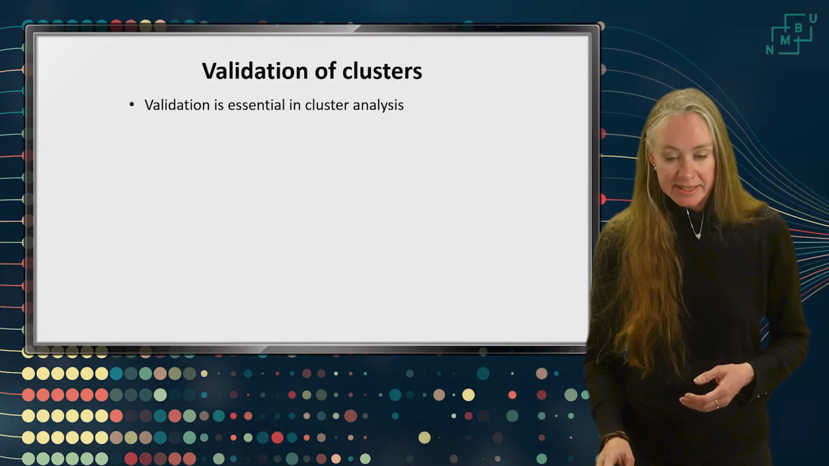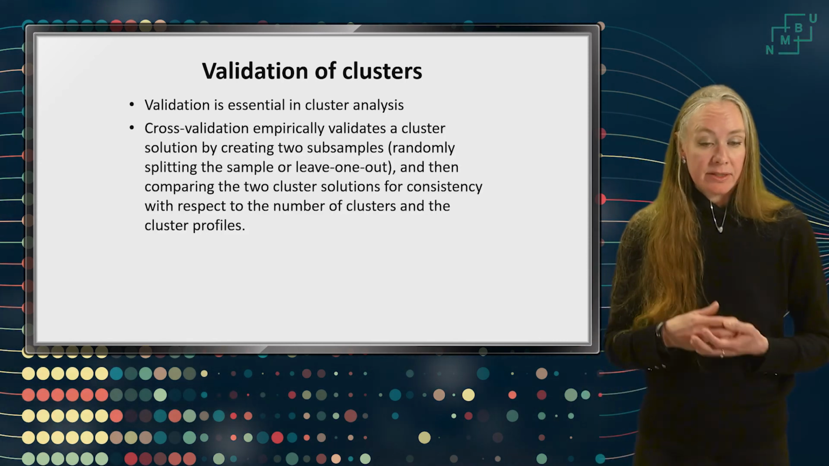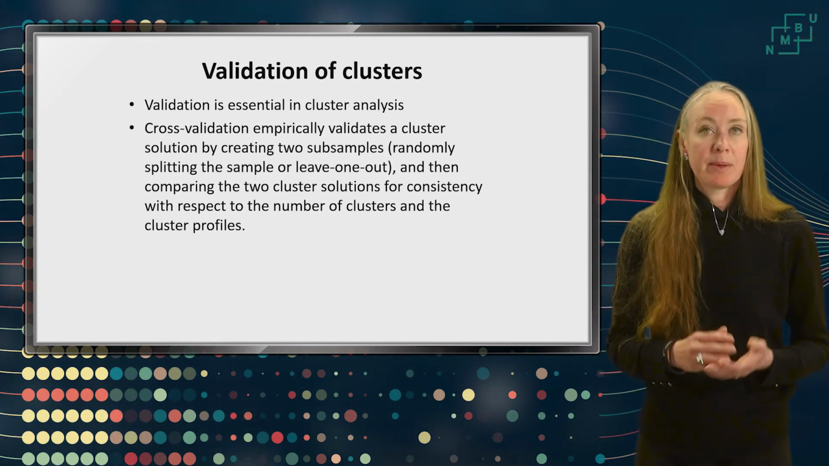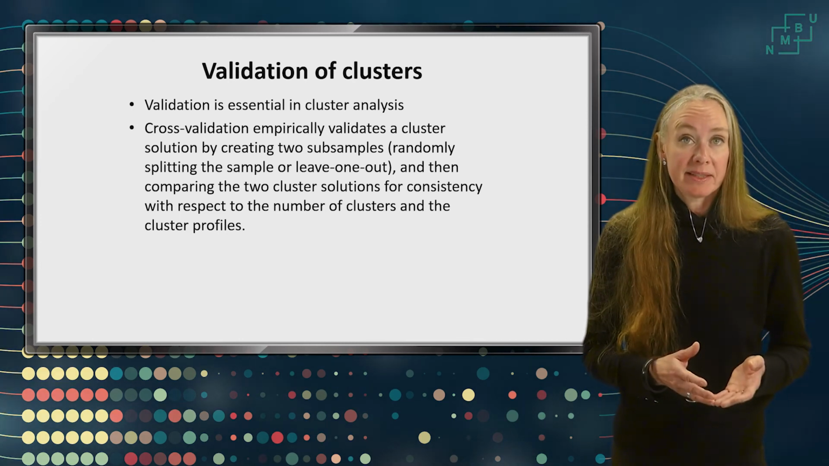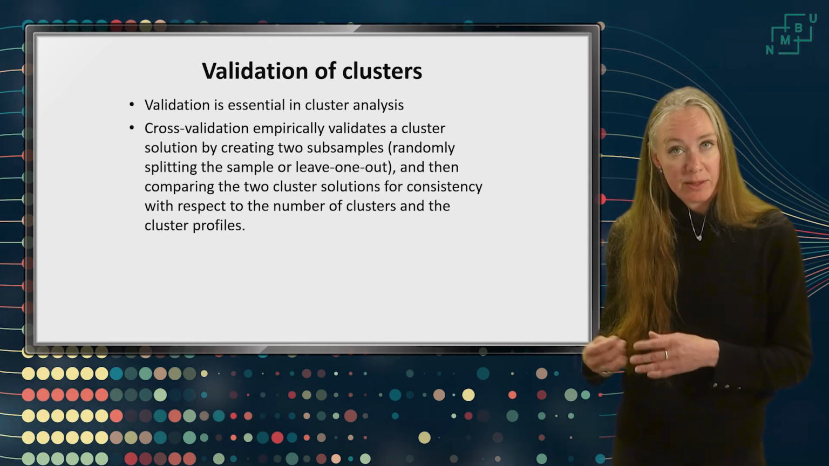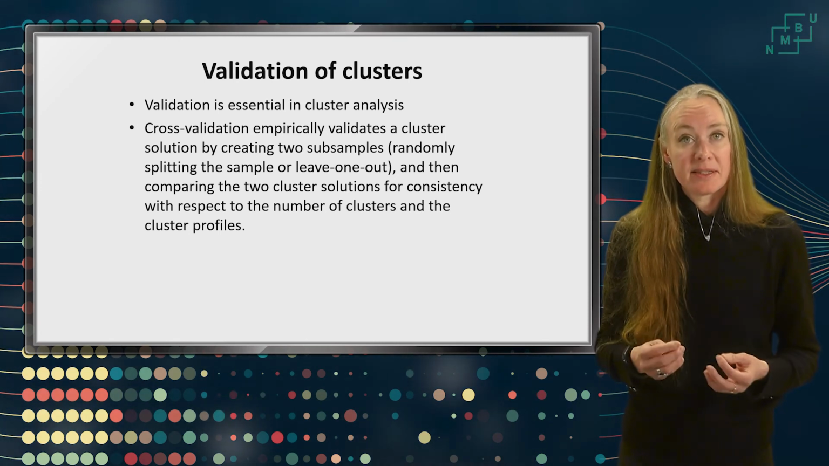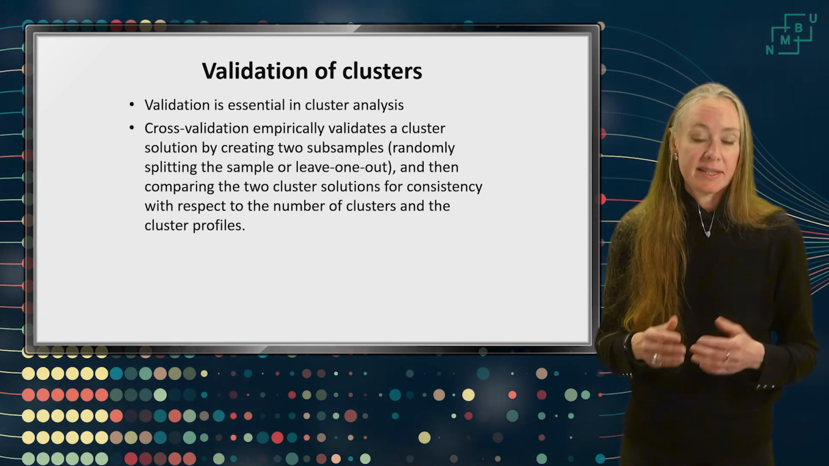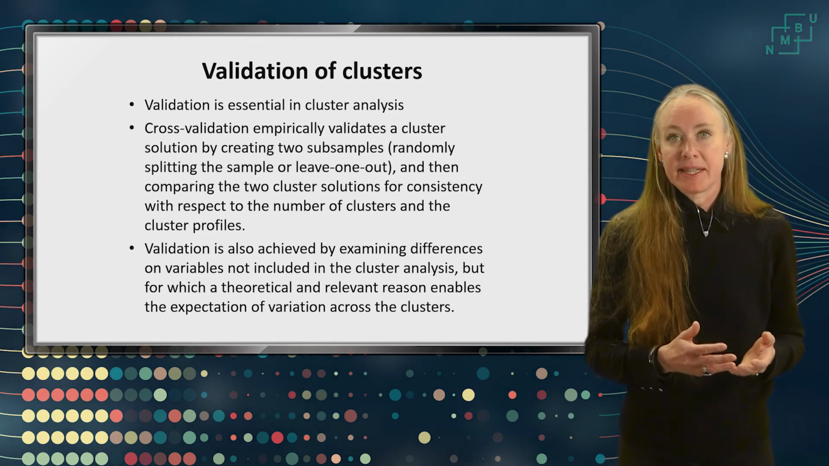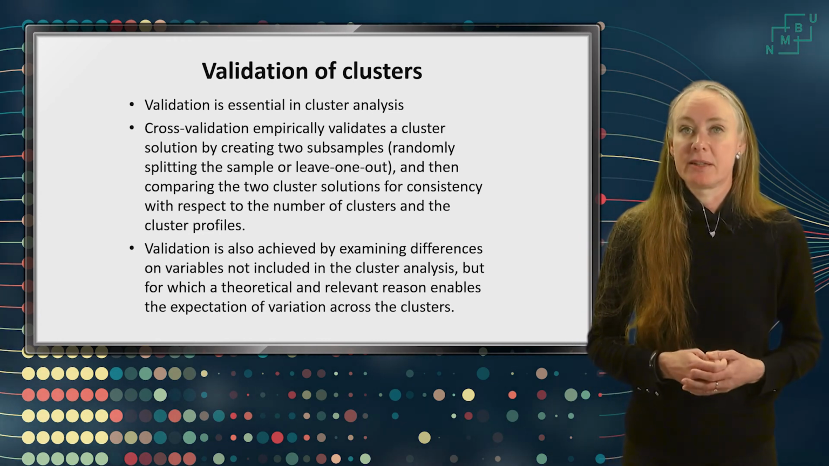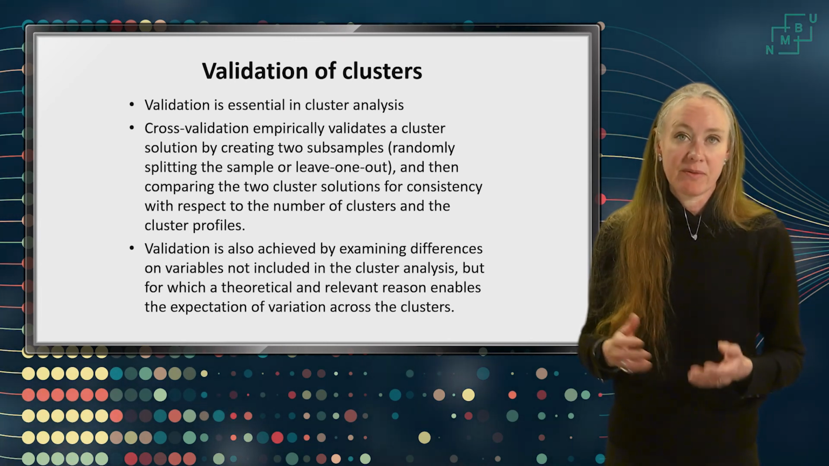Validation is essential in cluster analysis. One way to validate the clustering results is to use cross-validation, which empirically validates a cluster solution by creating two subsamples, either by randomly splitting the sample or using leave one observation out. And then the two cluster solutions are compared for consistency with respect to the number of clusters and the cluster profiles. Validation is also achieved by examining differences on variables not included in the cluster analysis, but for which a theoretical or a relevant reason enables the expectation of variation across the clusters.